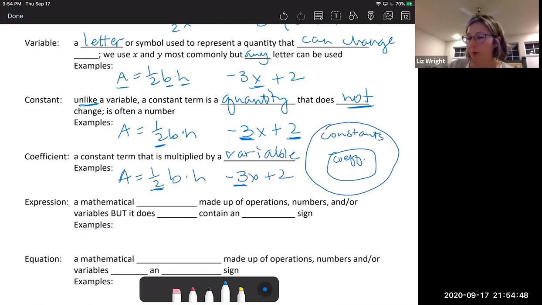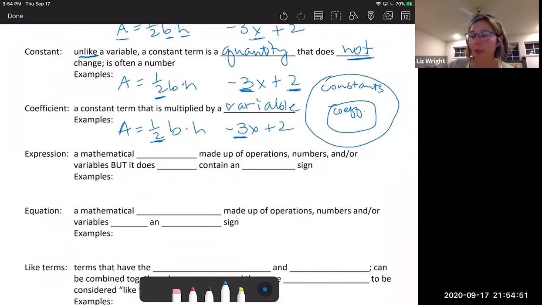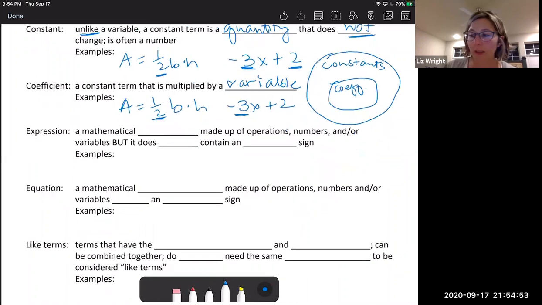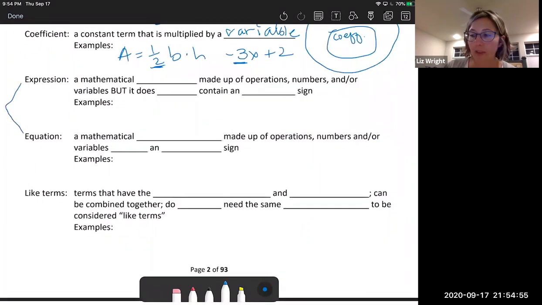Then our next two terms, expression and equation, they kind of bounce off of each other. They're the two that you're going to want to compare and say, okay, they're similar, but how are they different? So an expression is a mathematical phrase that is made up of operations, numbers, and or variables, but it does not contain an equal sign.